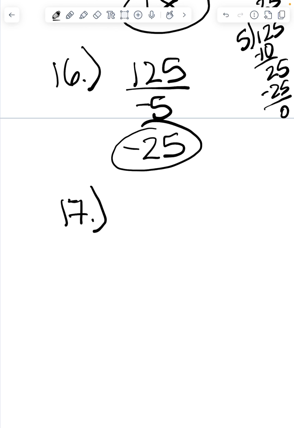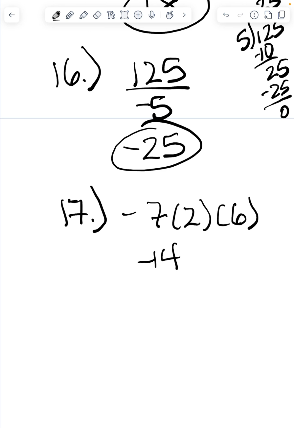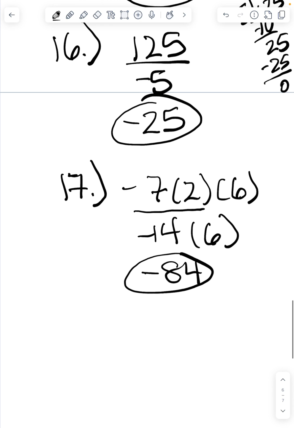Number 17, we've got a negative 7 times 2 times 6. I'm just going to be moving left to right since I'm doing straight multiplication all the way across. So negative 7 times positive 2 is going to be 14. Keep it negative because it's an odd amount of negatives if I'm just doing these two here. 14 times 6 is 84. And then keep your negative. It's an odd number of negatives again.